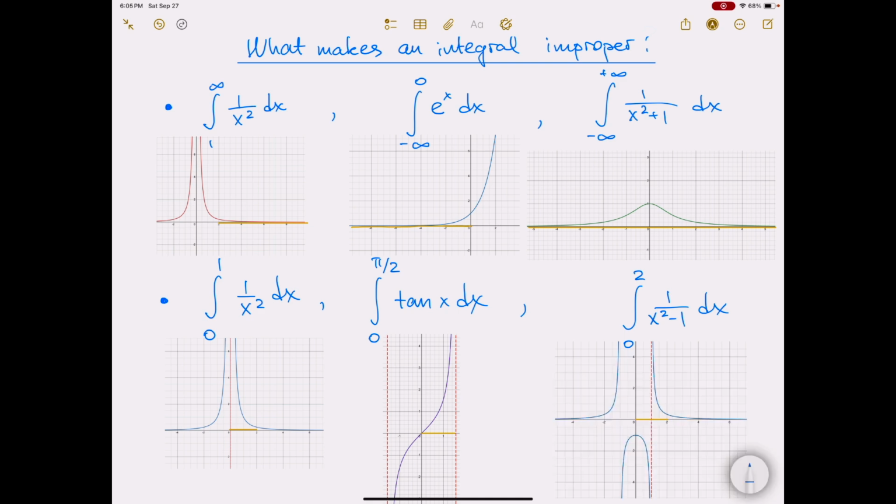What makes an integral an improper integral? One of the cases relates to the upper or lower bounds. If either of them or both is infinity, this integral is going to be an improper integral. In case 2, the function f of x, the integrand of the improper integral, has an infinite discontinuity, either at the lower bound of the integral, at the upper bound, or somewhere inside of the interval of integration.